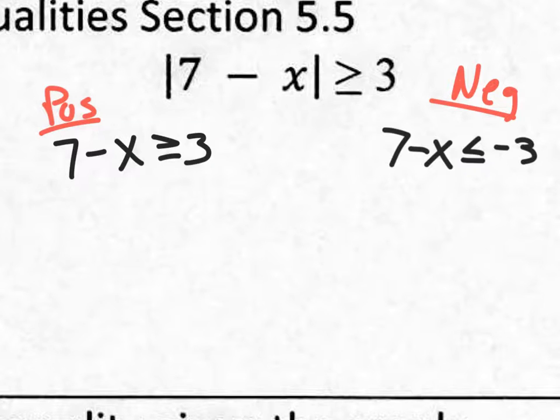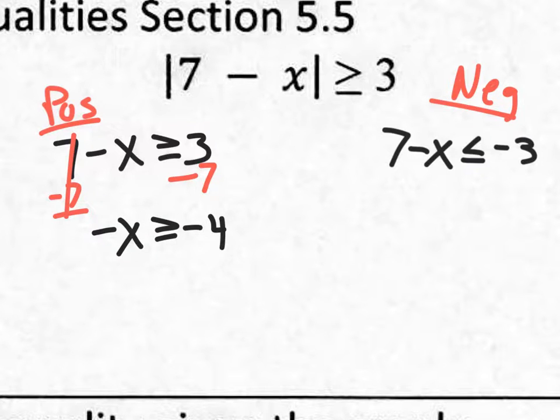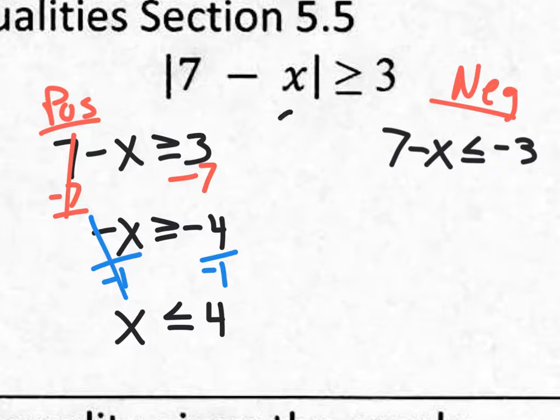On the positive situation, I'm going to subtract 7. I have negative x is greater than or equal to negative 4. For my final step, I'm going to divide by a negative 1 to get rid of that negative sign. You are dividing by a negative, so it's going to be x is less than or equal to positive 4. Okay, that's my answer for the positive situation.